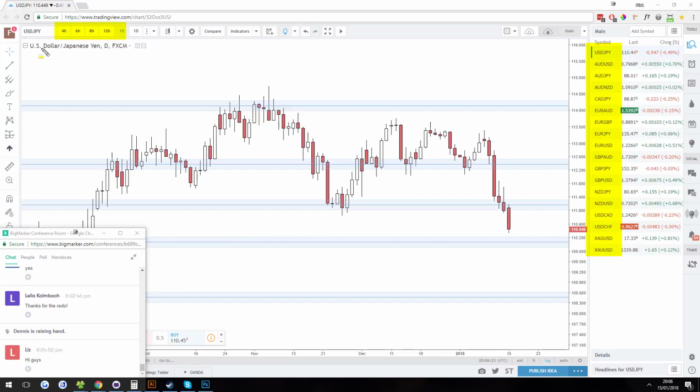This is the first analysis session of the year. The first proper analysis session of the year. We tried one yesterday, but there were some technical difficulties. So today's analysis is the first proper analysis session of the year.